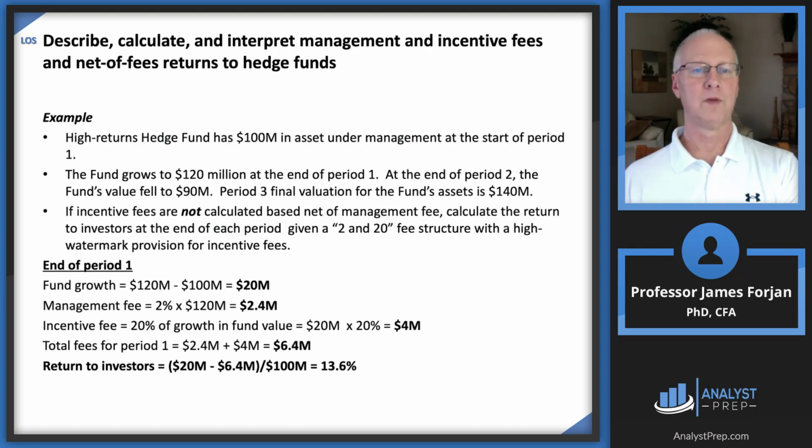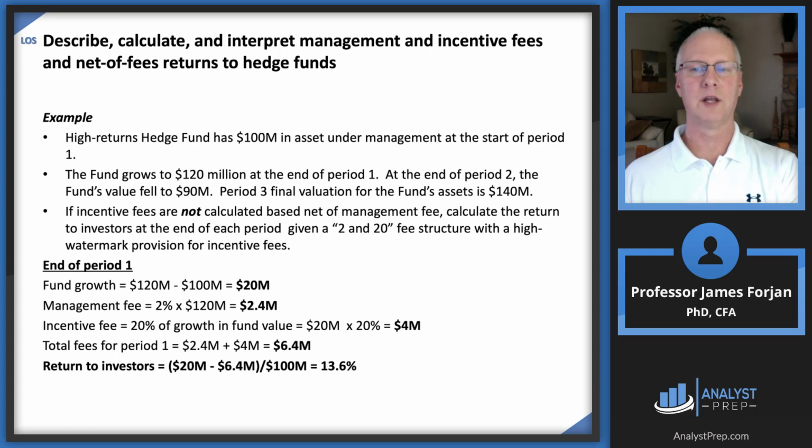Let's suppose we've got a hedge fund that has $100 million in assets at the start of period 1. So that's time period 0. The fund grows to $120 million at the end of 1 year. Then it falls to $90 million at the end of the second year, and then rises to $140 million at the end of the third year. This is a fascinating example. You have this fund, it goes up sometimes, it goes down sometimes, and it goes up sometimes.